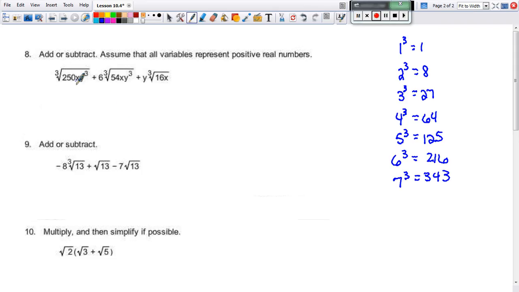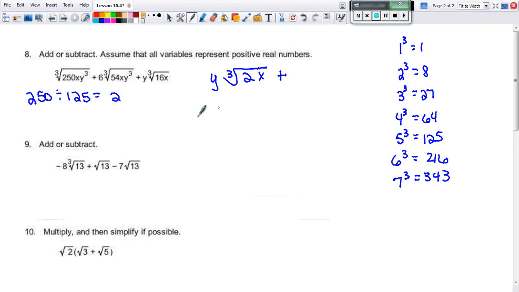Okay, so 250. Well, I can do 125. 250 divided by 125 equals 2. So I'm going to have the cubed root of 2. And then for my x's, I can't take 3. 3 doesn't go into 1x, so the x has to stay inside. And for my y's, 3 goes into 3 one time, so I can take a y out.